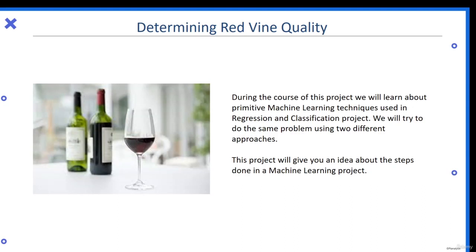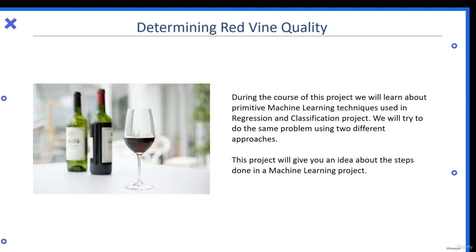Hello all and welcome to the project Determining Red Wine Quality. So now this is basically a primitive machine learning project in which we'll be using different data analysis techniques and pre-processing techniques. Then we'll be doing the project in two ways, in the regression and classification reports.